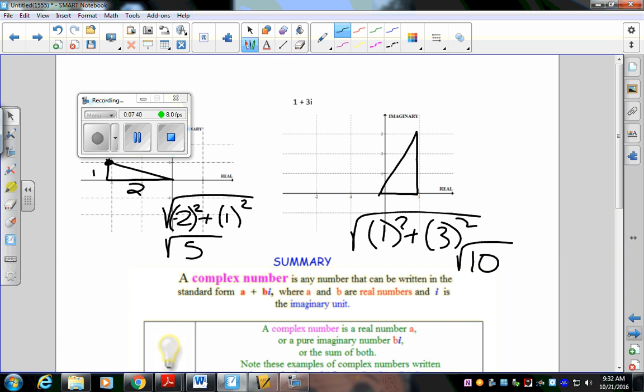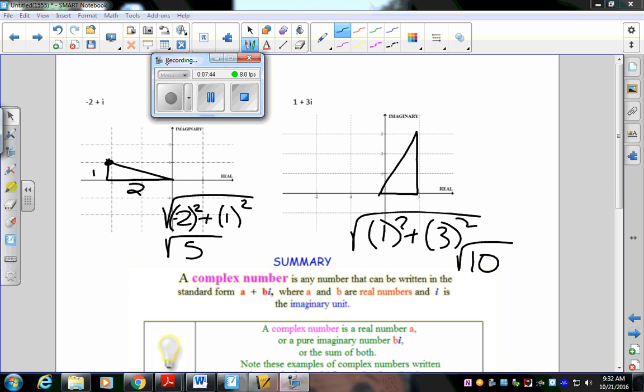All right, in my next two, the first one was negative 2 plus i. So negative 2 to the left, and an i is just one i, so it's up 1. I plugged it in and I got the square root of 5, which cannot be simplified. And then my last one, 1 to the right and up 3. So the square root of 1 squared plus 3 squared, the square root of 10.